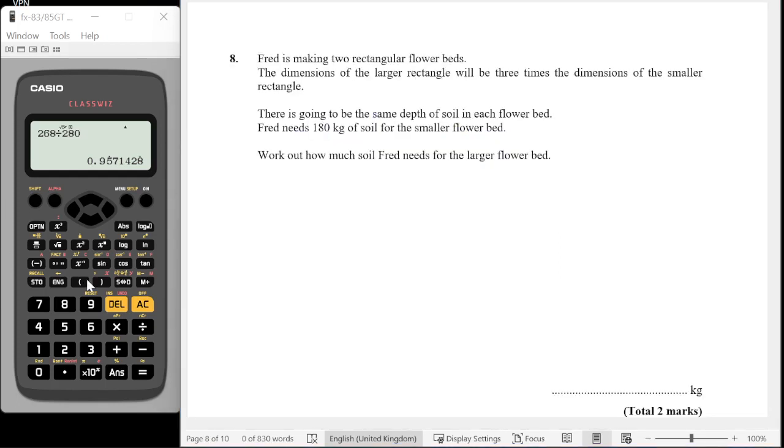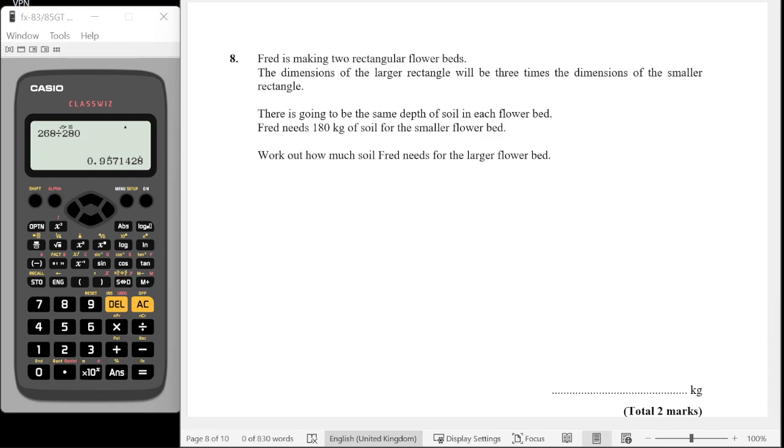Okay, question eight. Fred is making two rectangular flower beds. The dimensions of the larger rectangle will be three times the dimensions of the smaller rectangle. There is going to be the same depth of soil in each flower bed. Fred needs 180 kilograms of soil for the smaller flower bed. Work out how much soil Fred needs for the larger flower bed.